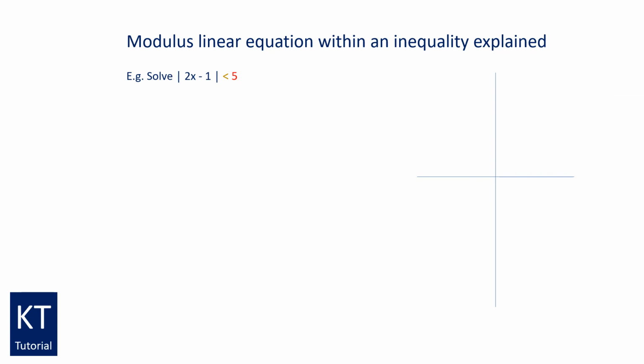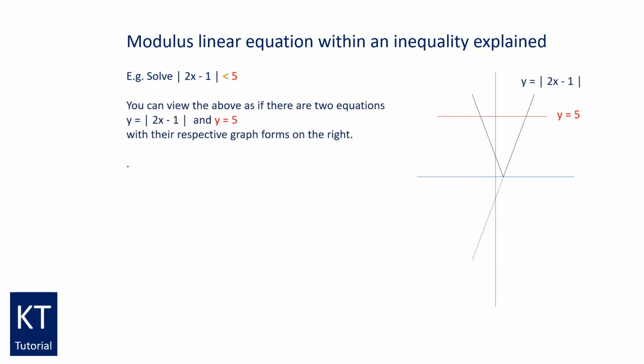Next, we shall look at a modulus linear equation within an inequality. Here is an example where we are to solve for the modulus of 2x minus 1 being less than 5. You can view the above as if there are two equations, namely y equals the modulus of 2x minus 1 and y equals 5, and therefore be able to go on and plot their respective graph forms as shown on the right.